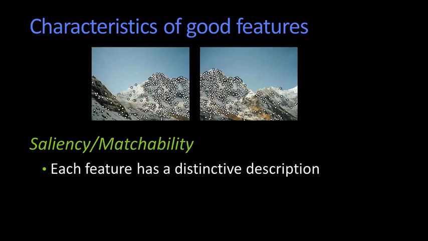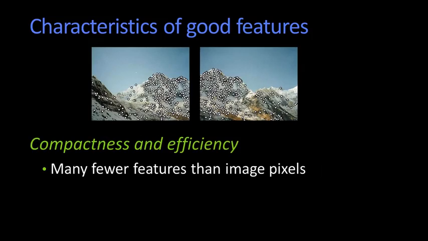The next thing we said needed to be important about a feature was the saliency or the matchability. And what we mean by that is that it should have a description that's distinctive. So when I find it in one image, when I look in another image, there aren't a lot of other points that might match that first image. The description should be distinctive.